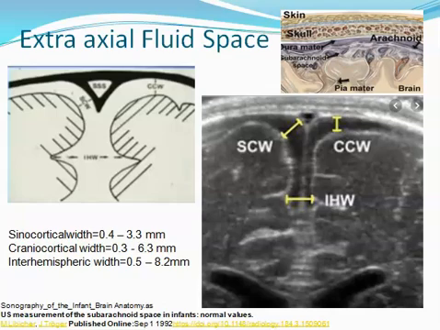So you take all these calculations and then you also need to compare both the left and right side spaces. The upper limit for the sinocortical width is that it should not be more than 3.3 millimeters, and for the craniocortical width is 6.3 millimeters, and the interhemispheric width is 8.2 millimeters. So these are the upper limits of the normal.